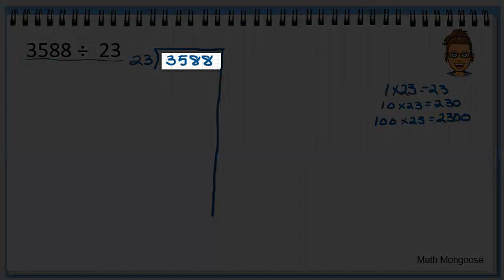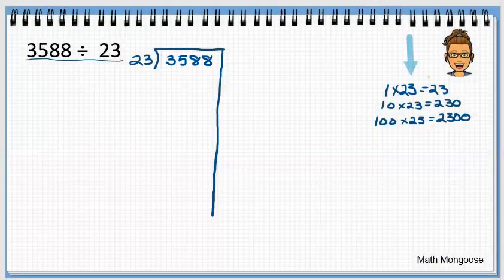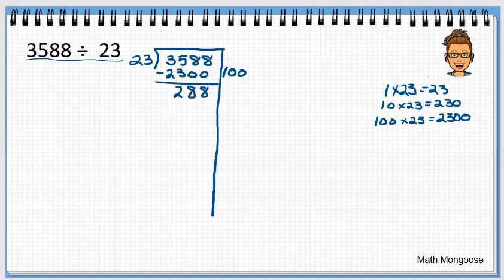All right. So the first thing I'm going to do, what is the largest number that I have on this side that I could subtract from this 3,588? And I'm going to say I'm going to take away a group of 100 23s, and we know 100 23s is 2,300. So I'm going to subtract that. 8 take away 0 is 8. 8 take away 0 is 8. 5 take away 3 is 2. And 3 take away 2 is 1.